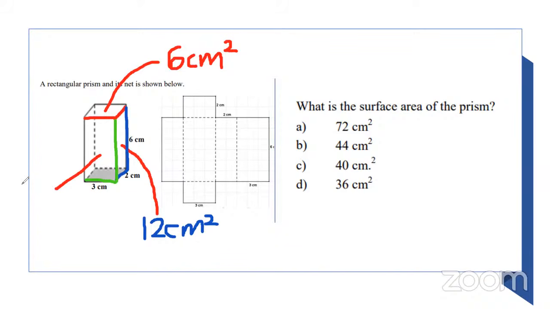Tamar Johnson said 18 square centimeters. Very good. 3 6s are 18. 6 times 3, 18 square centimeters. Let us write our units on.